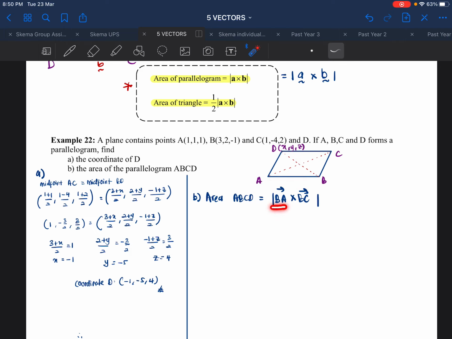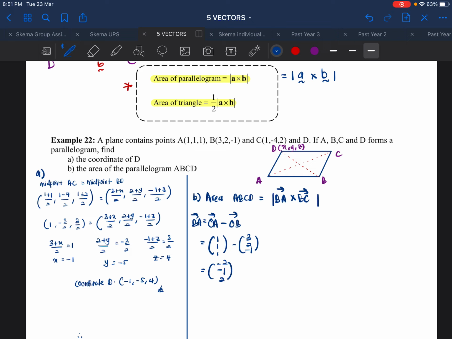So, we need the direction vector BA and the direction vector BC. Okay, so we find BA equals OA minus OB, equals A is (1, 1, 1), B is (3, 2, -1). So we get (-2, -1, 2).